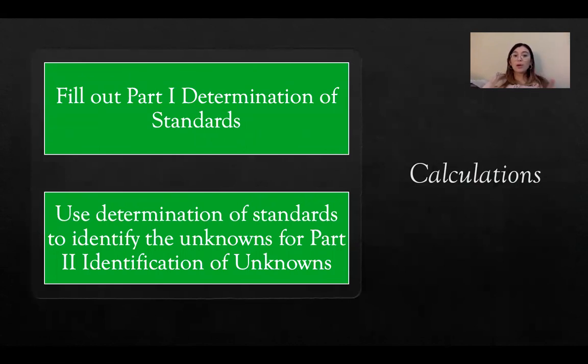For your calculations, this also has two parts to it, two tables. So you will fill out part 1, which is the determination of your standards. And from those standards, since you already determined what they are, that's going to help you determine what your unknowns will be. So use the determination of standards table to identify the unknowns for part 2, which is identification of unknowns.